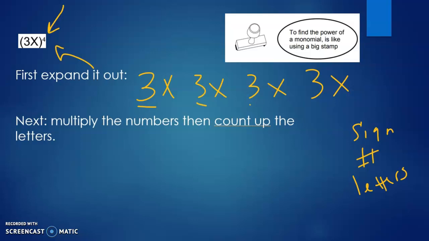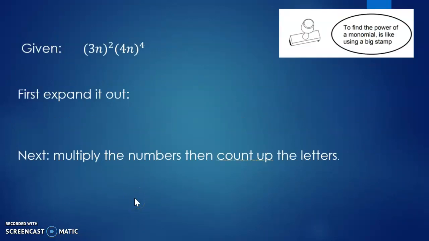3 times 3 is 9. 3 times 3 is 9. 9 times 9 is 81. X, and there are 4 of them. And that would be your final answer. They get a little bit more expanding out and complicated.